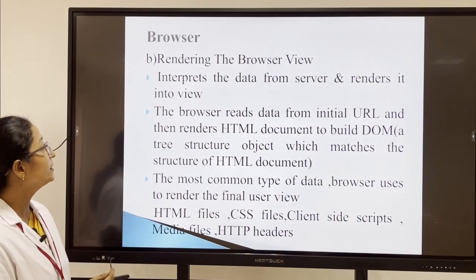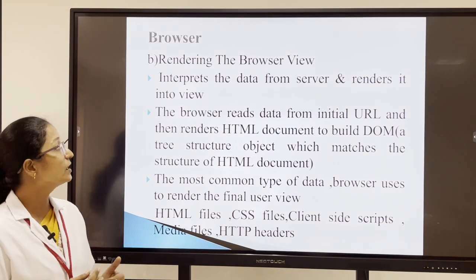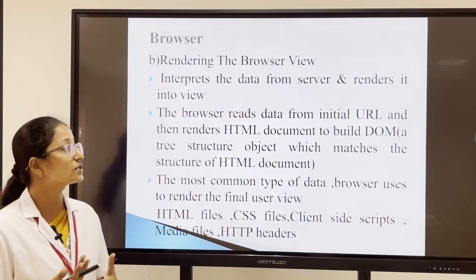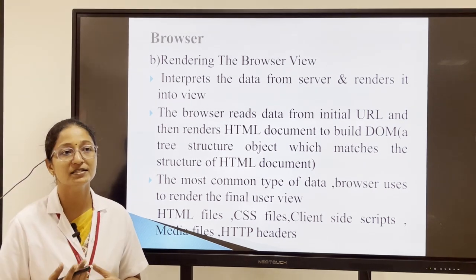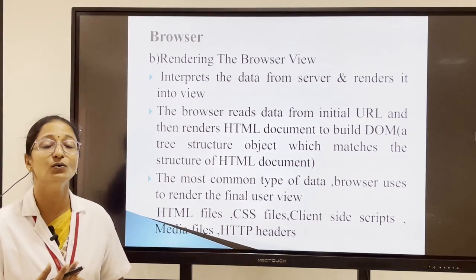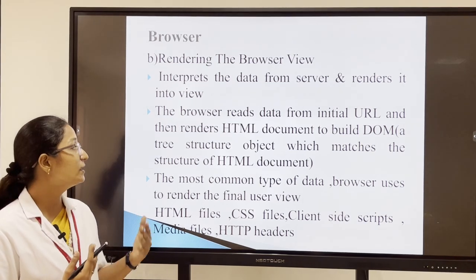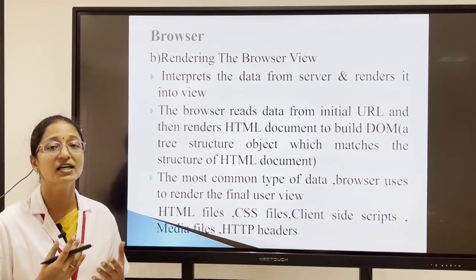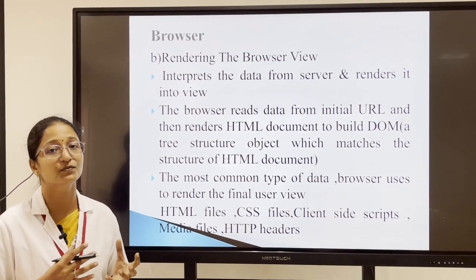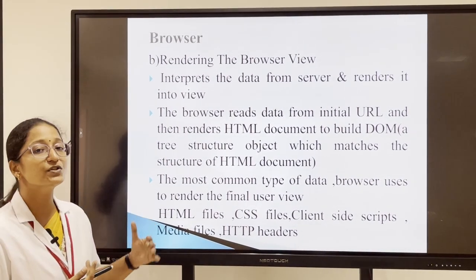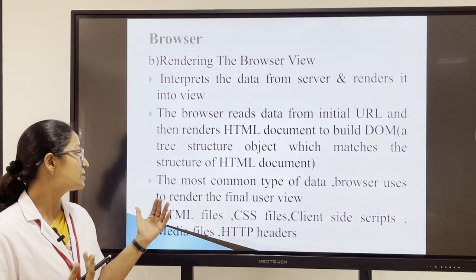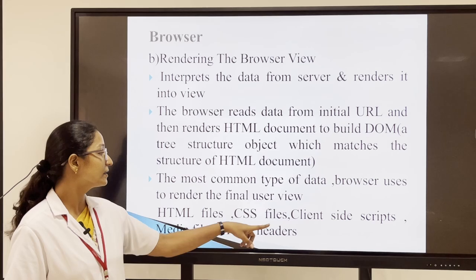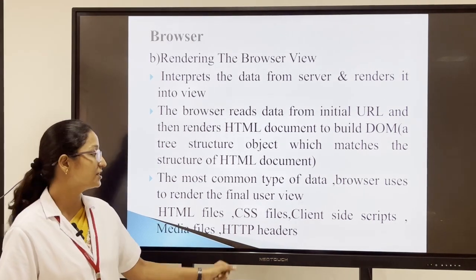Next is rendering the browser view. The browser interprets the data from the server and renders it into a view for the user. The browser initially reads the URL and then decides whether to render the HTML document to build a document object model. A document object model is a tree structure which is similar to the structure of the HTML document. The most common types of data that the browser uses to render the final user view are HTML files, CSS files, client-side scripts, media files and HTTP headers.